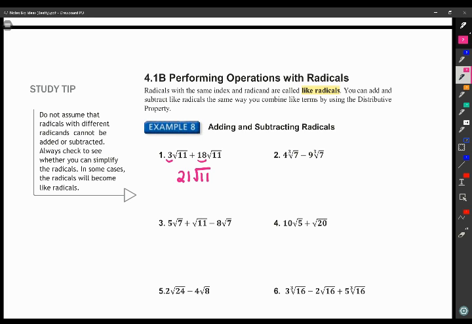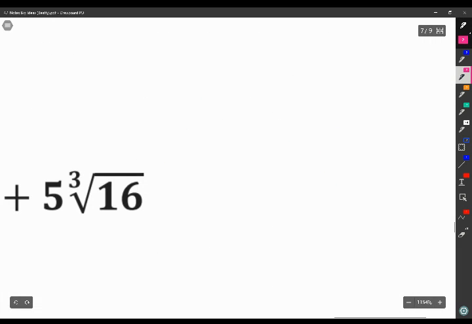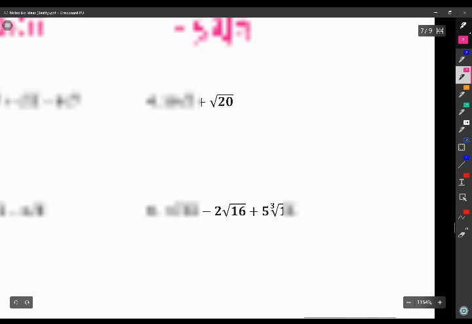If I look at number 2, it's 4 cubed root of 7 minus 9 cubed root of 7. Again, the radical parts look exactly the same, which means I just combine the numbers that are in front. So 4 minus 9 is negative 5. And then cubed root of 7 is like your variable, so it just gets tagged on at the end. You always want to make sure that the number underneath the radical is exactly the same, and the number that sits on the shelf is exactly the same.